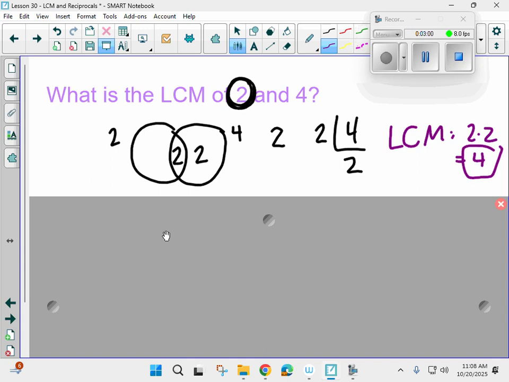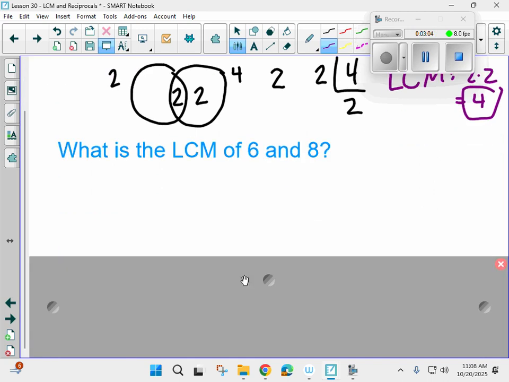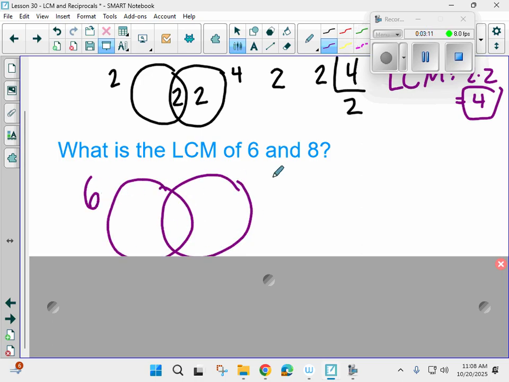All right, 6 and 8. The LCM of 6 and 8. So I'm going to draw my 2 circles. All right, one of them should be 6, one of them should be 8. These are both not prime numbers, so I have to do upside down division.